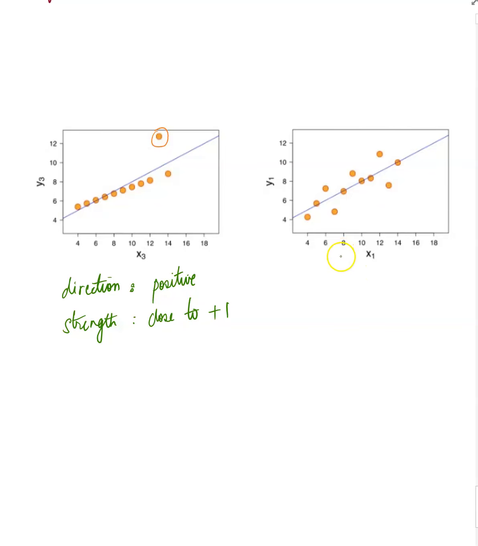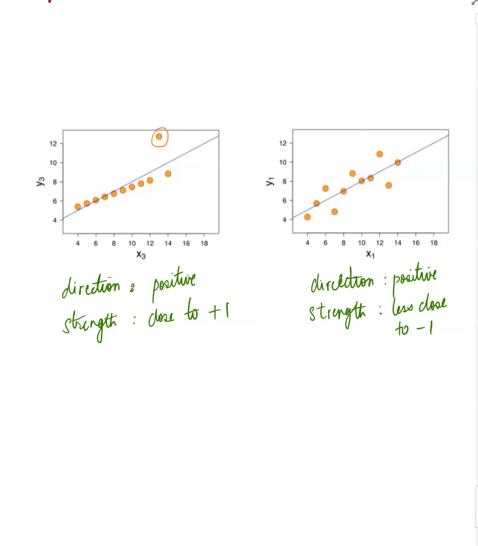On the other hand, you come to the second picture here on the right side. What is the direction here? The direction once again is positive, right? Because the line is increasing. And here too, we want the strength to be considered as if it's closer to +1. It can't be -1, right? Because the direction is positive. But here you can see that the strength is less close to +1.